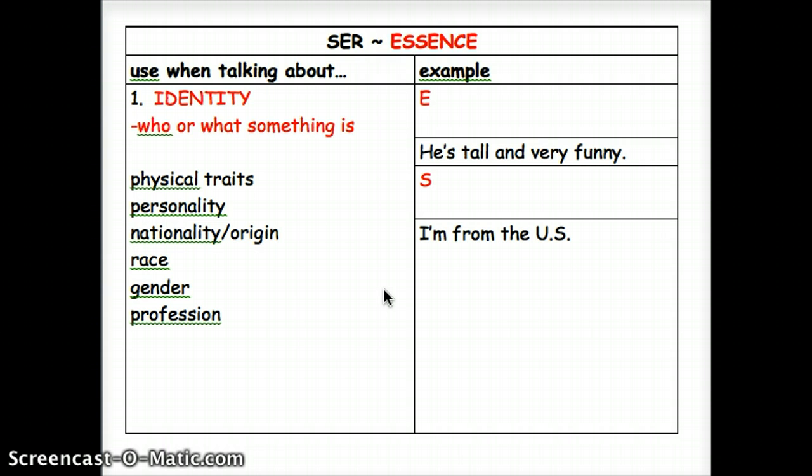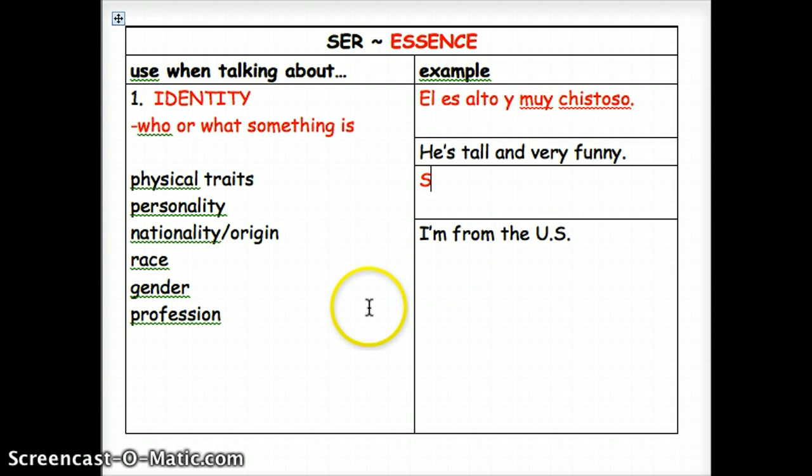So whenever you're talking about who or what something is, whether it be physical traits, personality, nationality or origin, your race, your gender, or your profession, and in Spanish, being a student is considered a profession, you will use a form of ser. So he's tall and fun and very funny. There we're talking about a physical trait and personality trait. Él es alto y muy chistoso. You could also say gracioso.